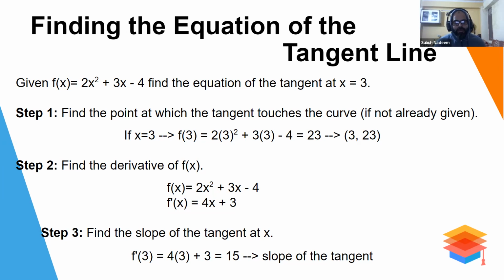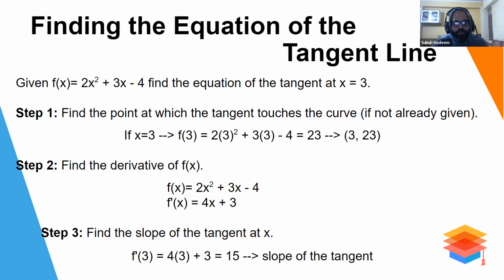Step 2, find the derivative of f(x). So can you find this derivative of f(x)? Yes, sir. 4x plus 3 you will get. Now find the slope of the tangent at x. That is, instead of x, you put 3, as it was given in the question, x is equal to 3. So you get the slope as 15. Got it?